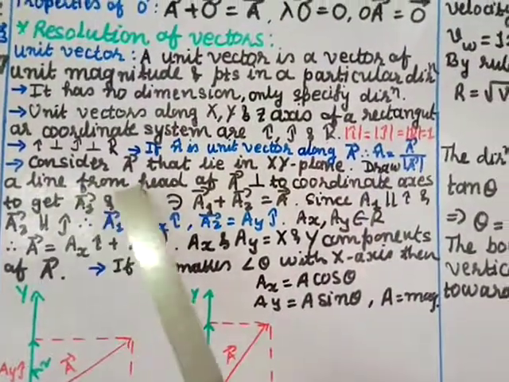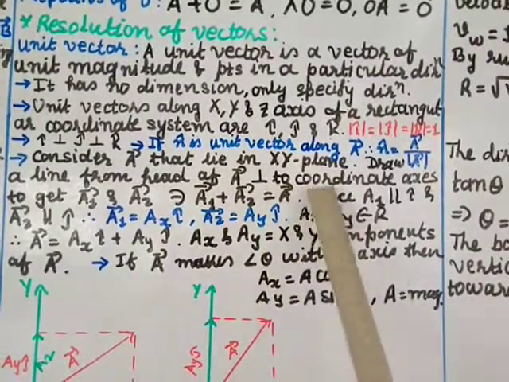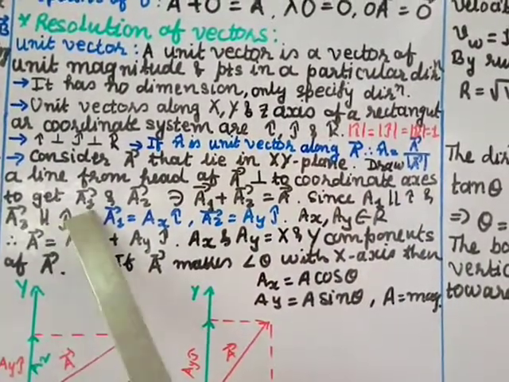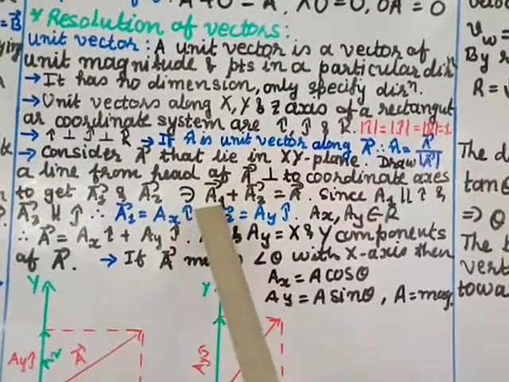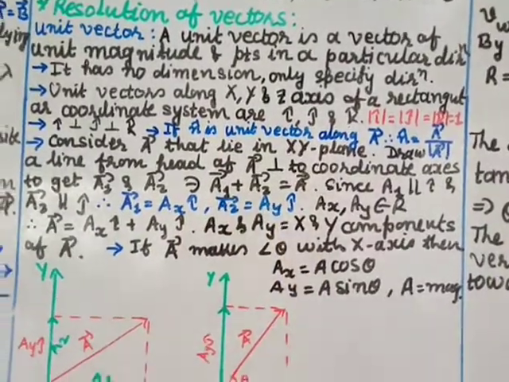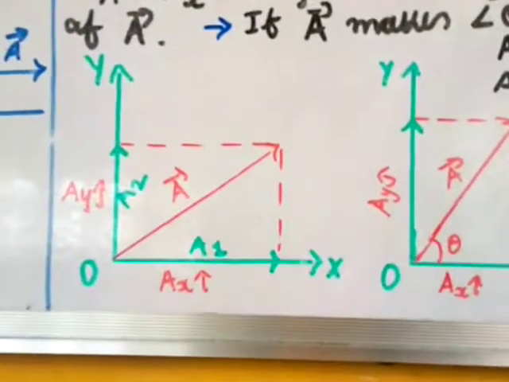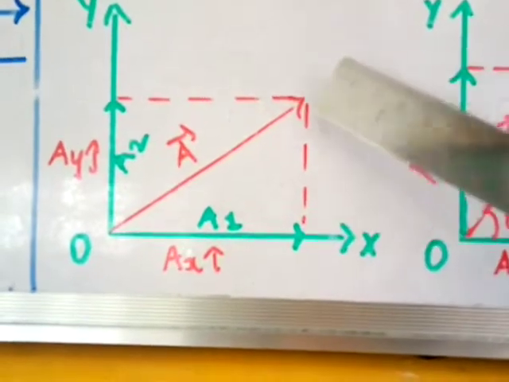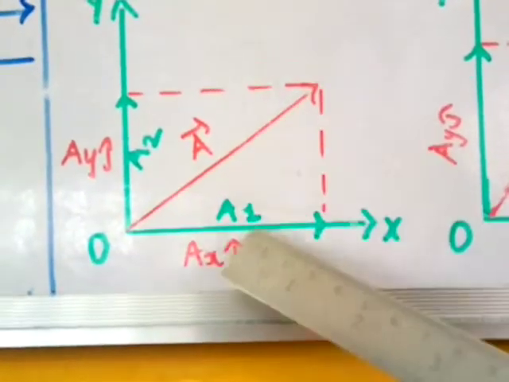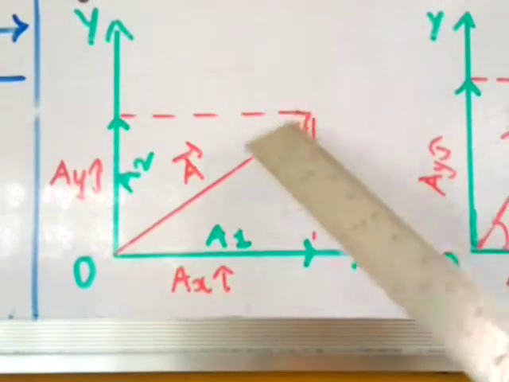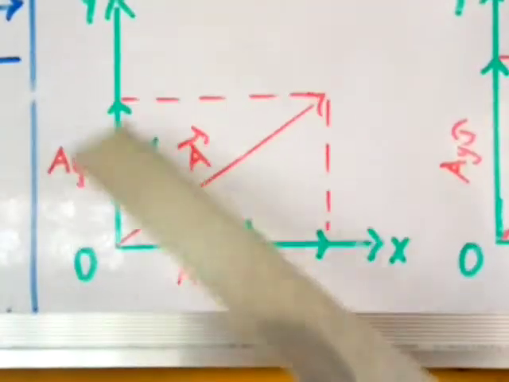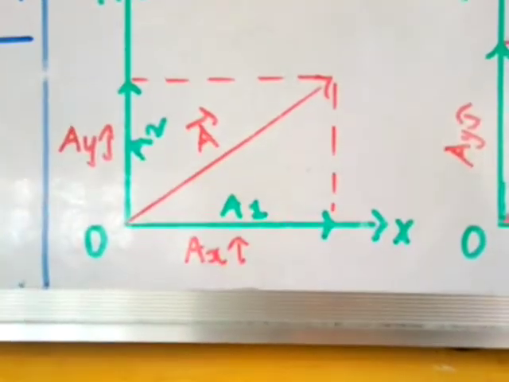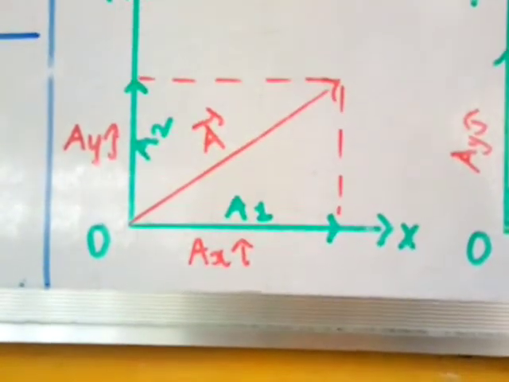Draw a line from the head of vector A perpendicular to the coordinate axis to get vector A1 and vector A2 such that A1 plus A2 equals vector A. Now from the head of this vector A we have to draw perpendiculars on the axes. On the x-axis this is the perpendicular from the head of A, that is A1, and from the head of A the perpendicular on the y-axis is this one, and that value is A2. Now this is a rectangle and a rectangle is a parallelogram. Therefore this A can be written as A1 plus A2.